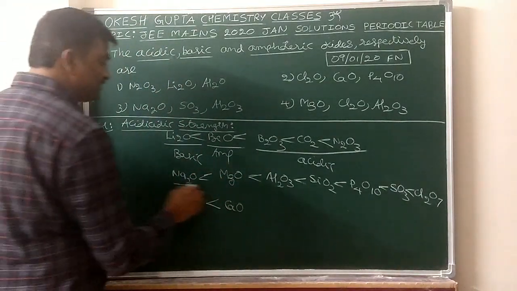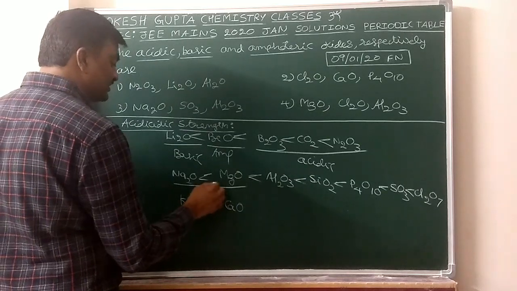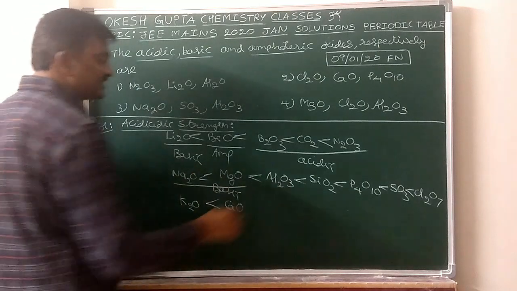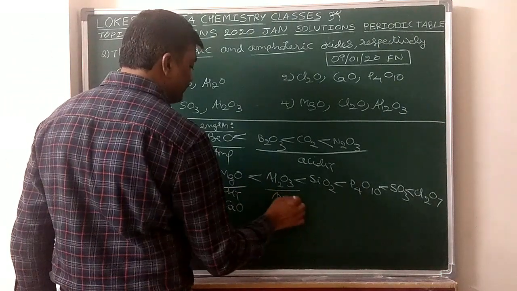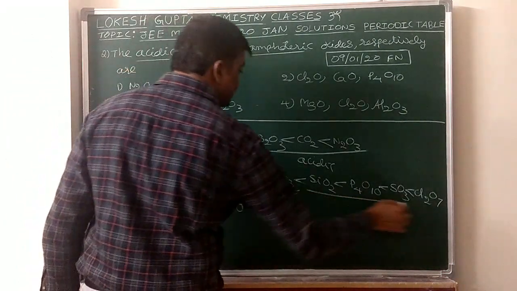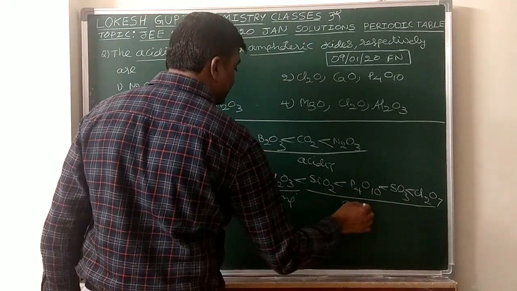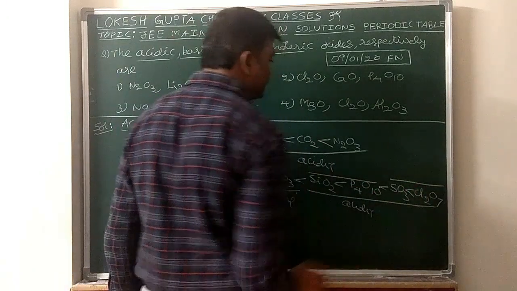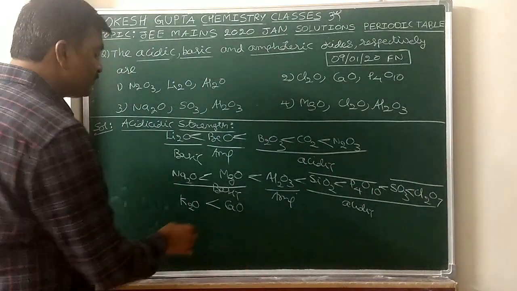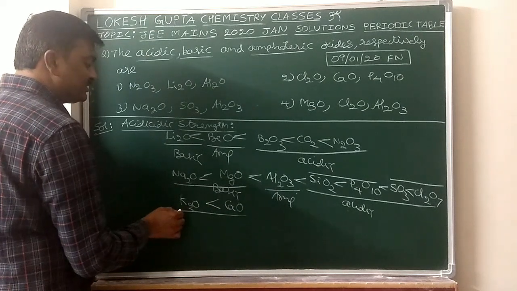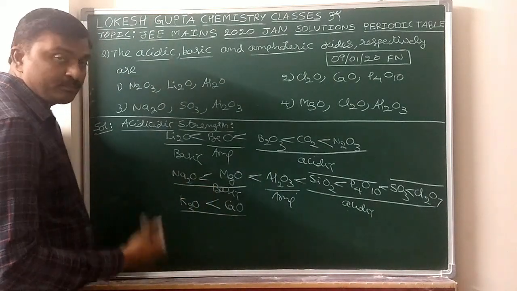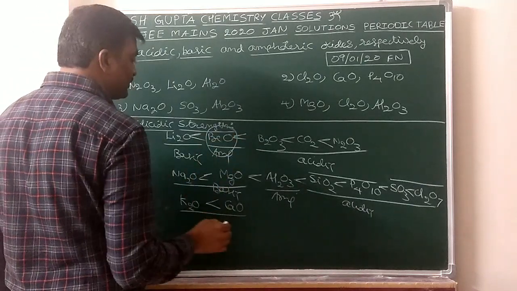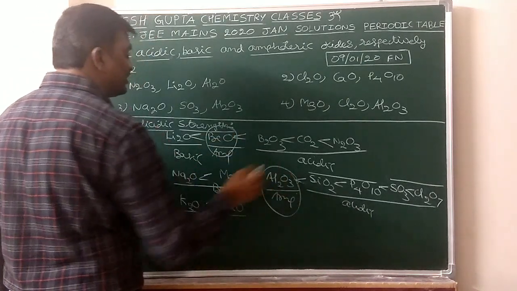In the third period, these two are basic. This one is strongly basic. It is weakly basic. It is amphoteric. Next, these are all acidic. These two are weakly acidic. These two are strongly acidic. Next, potassium and calcium oxide, both are basic oxides only. So the amphoteric oxides are beryllium oxide and aluminum oxide.